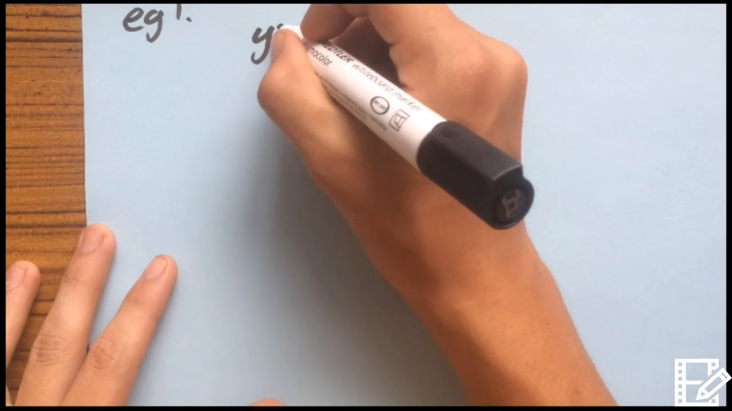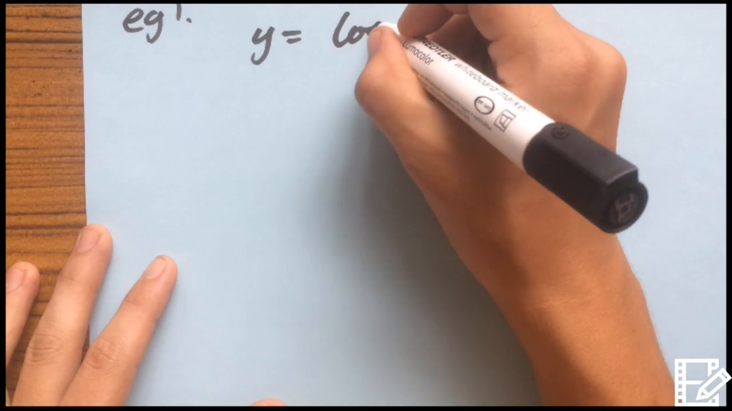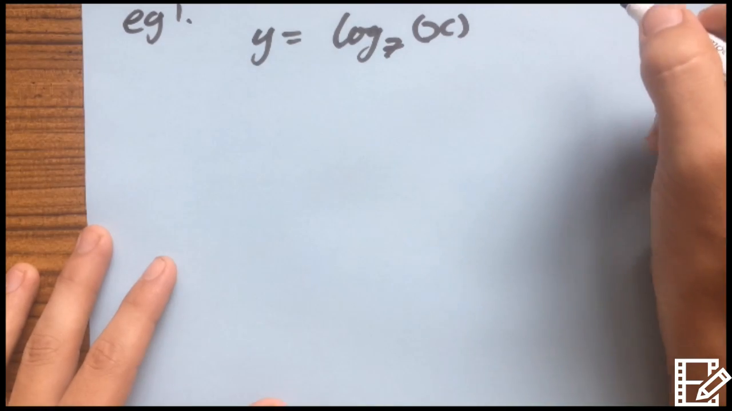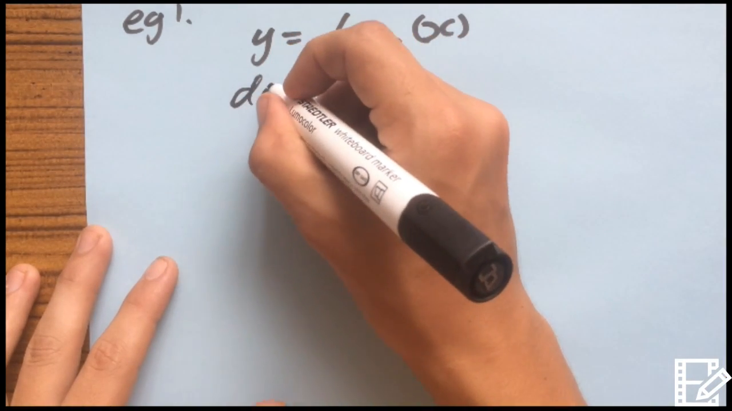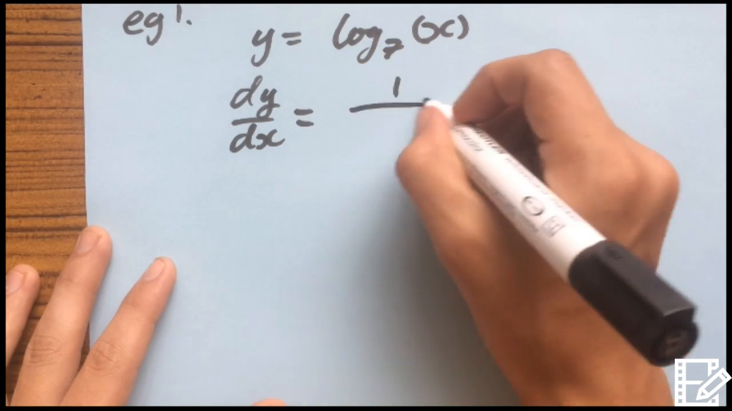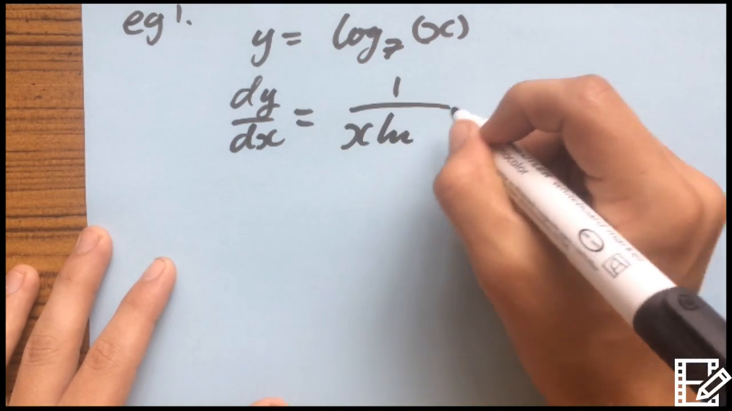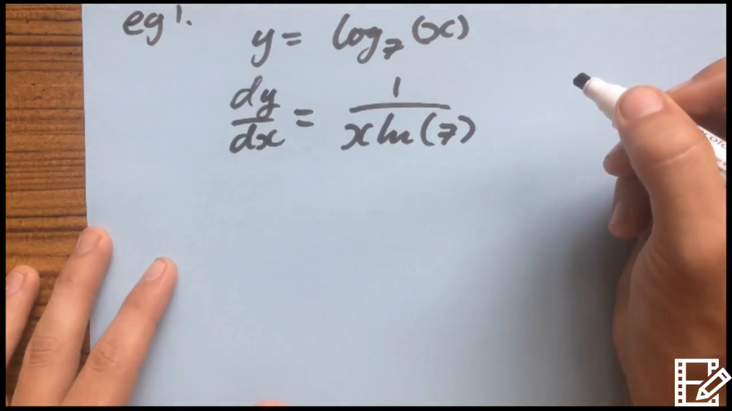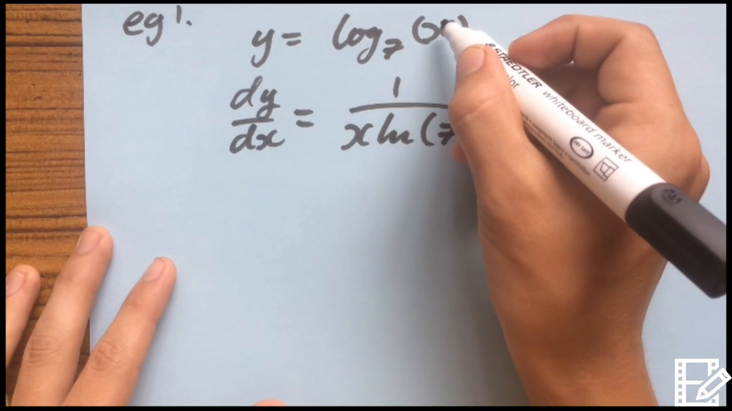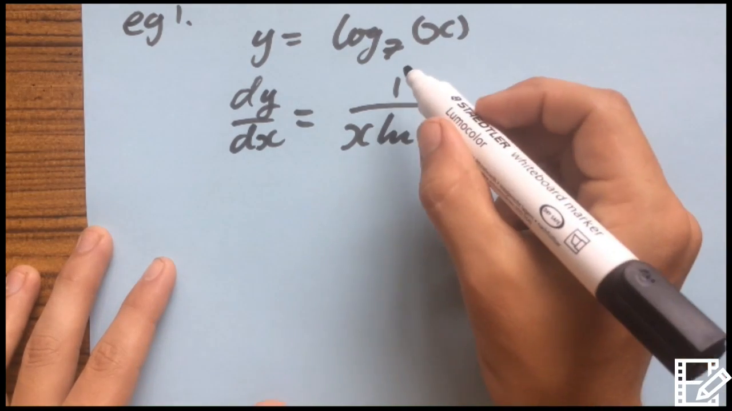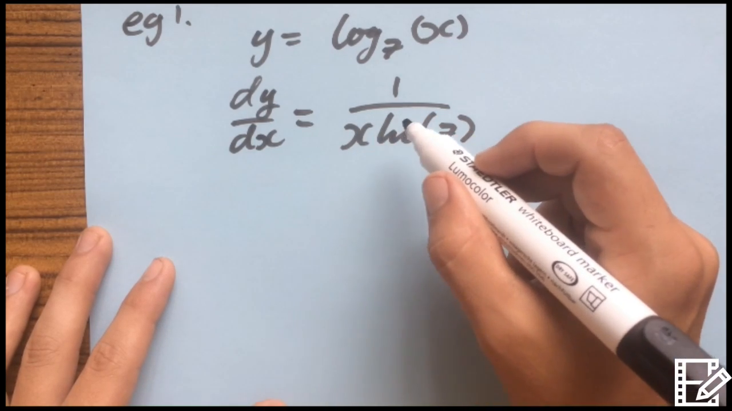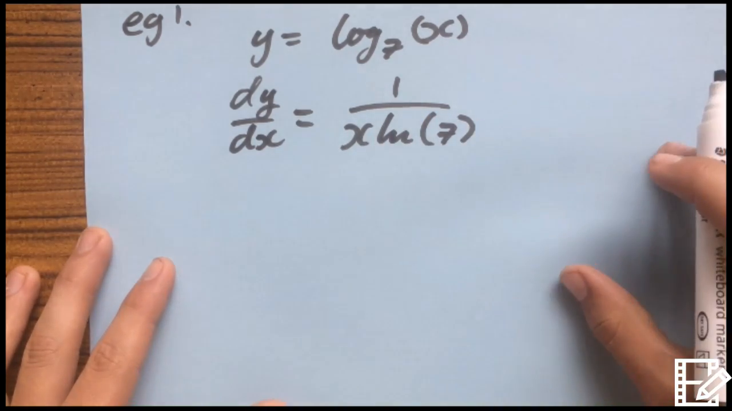Let's say we have y equals log 7x. The derivative would be 1 over x ln 7. So you have a log to the base of a number x. Then when you derive that, you get 1 over x multiplied by the natural logarithm of that number.